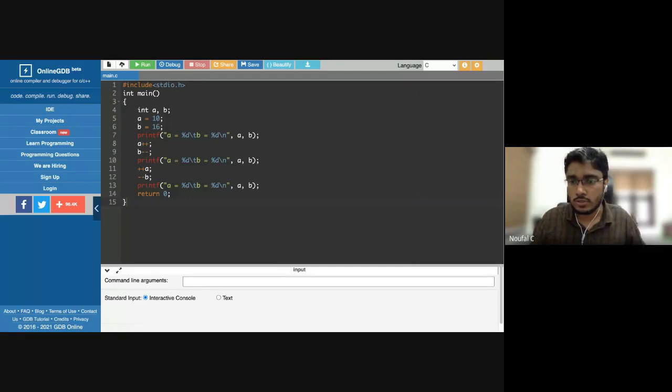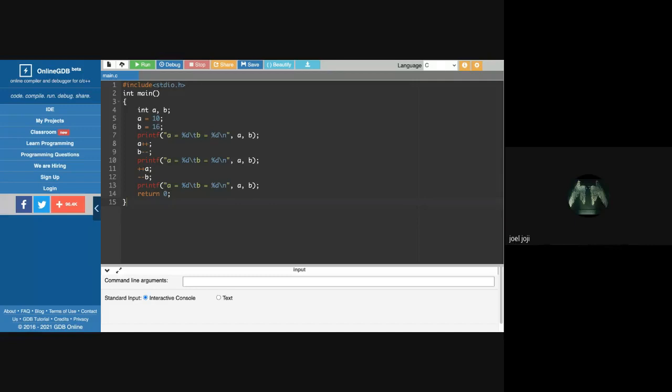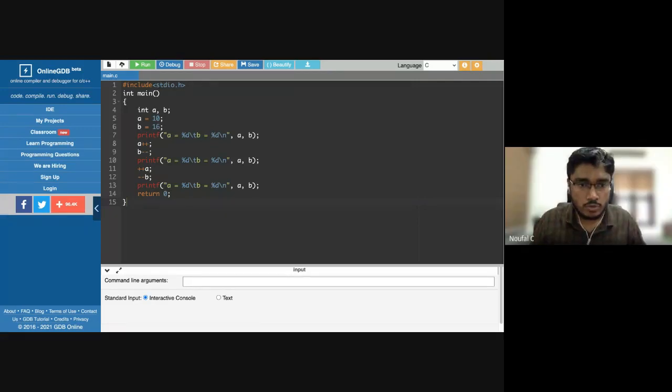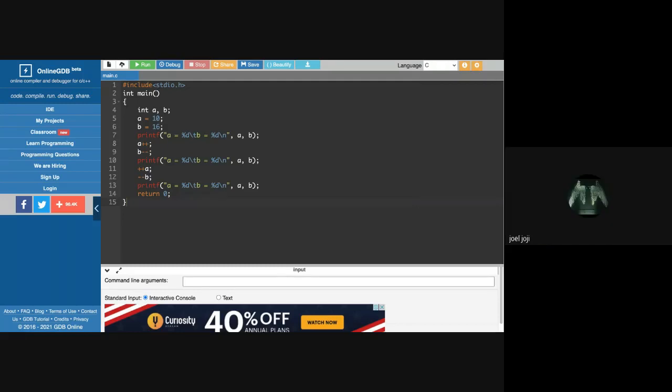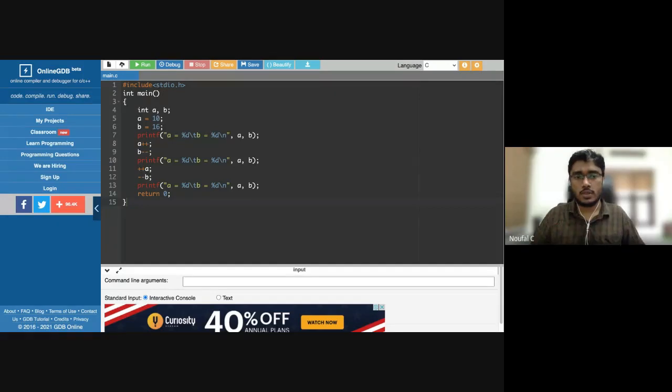Another Joel, Joji. Yes, sir. Can you tell me what would be the output of the line number 10? What would line number 10 print in the output? A equal to 11, B equal to 15. Yeah, A equal to 11 and B equal to 15. The value of A will be incremented, B will be decremented. So that would be the next line.